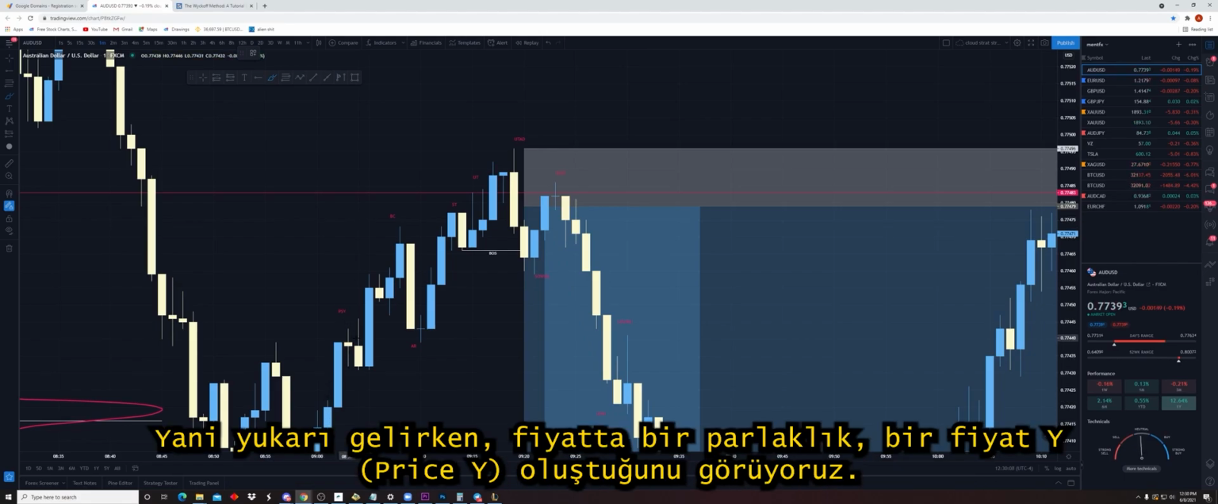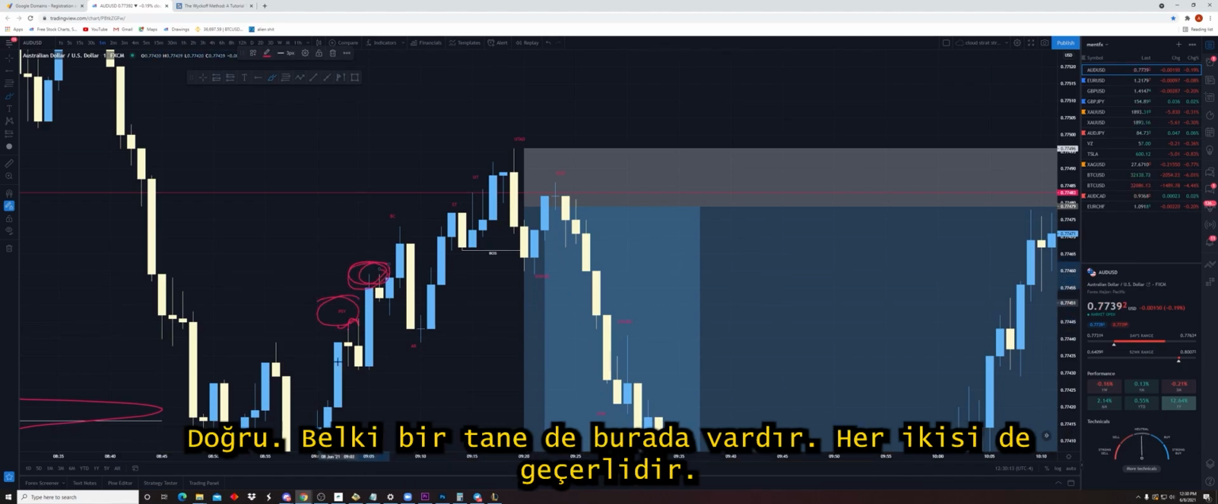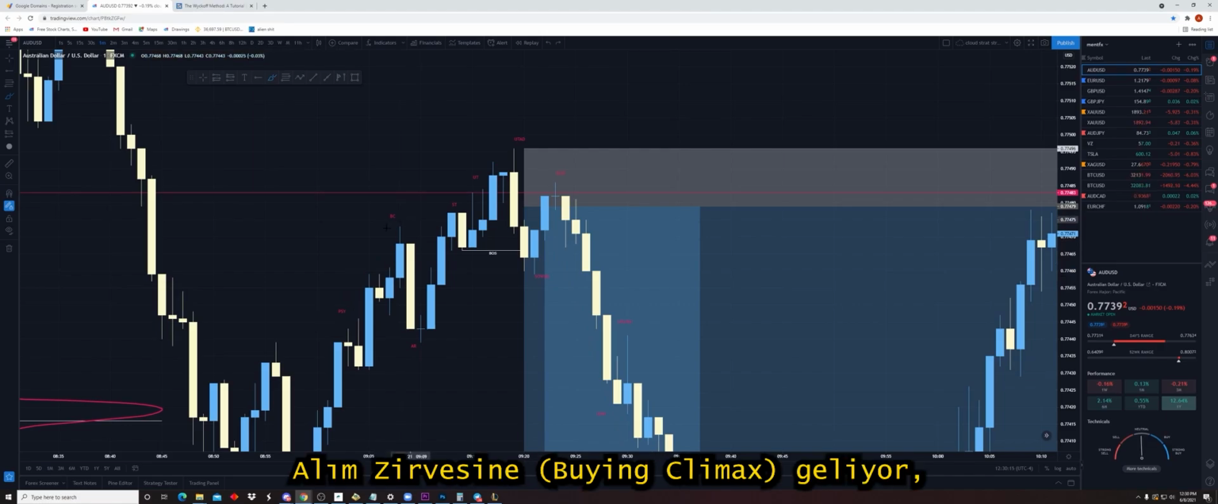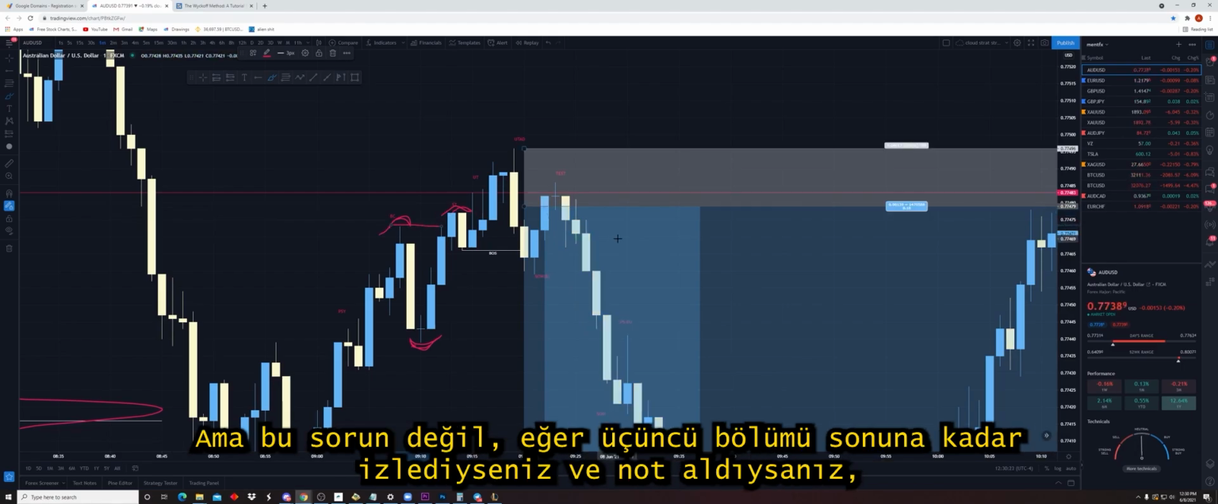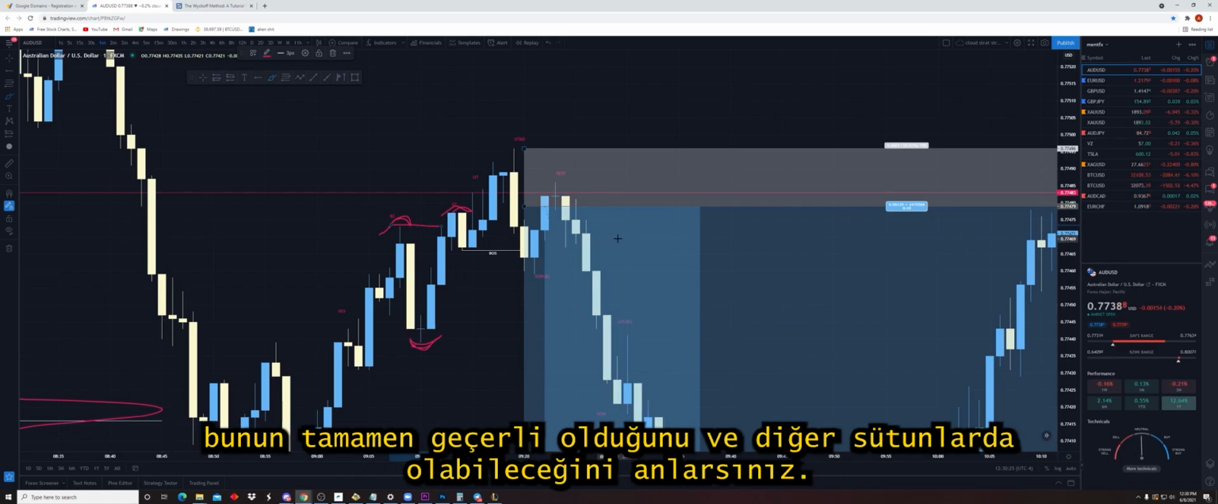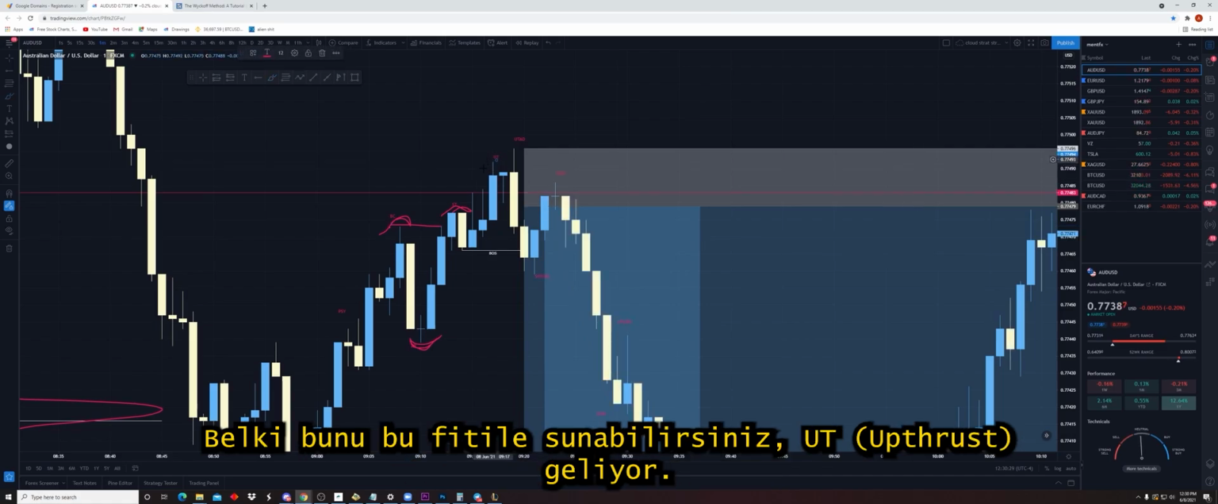So as we're coming up, we have abruptness and price, a PSY being established, right? Maybe one is here as well. Either one is valid. That's fine. Coming up to the buying climax, coming down right to the automatic rally, up into the ST, which in this case comes higher than the buying climax, but that's okay. If you watch section 3 all the way through and took notes, you understand this is fully valid and can happen. The UT comes, maybe you can offer it to this wick right here.